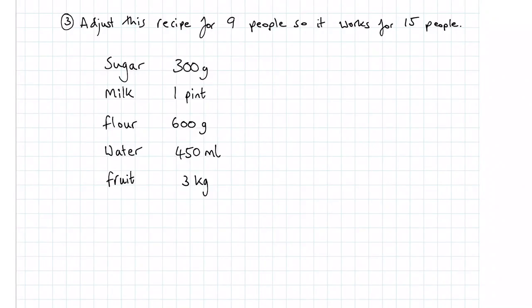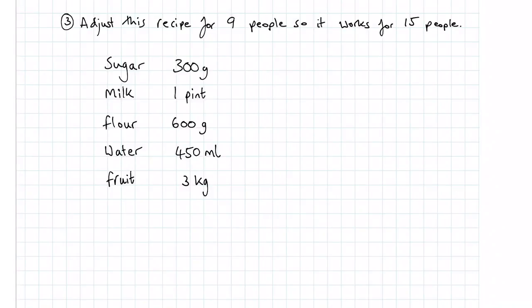Let's look at question 3. Question 3, this is about adjusting a recipe. We do have a recipe here for something, and it says it's for 9 people, so this will make enough for 9 people. And you've got to adjust that recipe so it's for 15 people. Think about how to reduce that recipe down to a sensible amount and then back up for 15 people. You can go down to 1 person if you want. There are other ways of doing it.